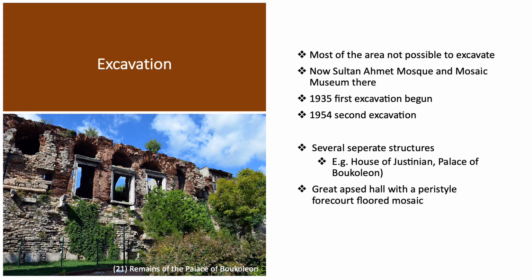Yet, after a fire in the early 20th century, the area around the Sultan Ahmed Mosque could be surveyed for the first time. In 1935, the first excavation began and small parts of an apse hall with a peristyle were cleared. This peristyle courtyard with its fine mosaic flooring was a rectangular forecourt with a colonnade all around and an open area in the middle.